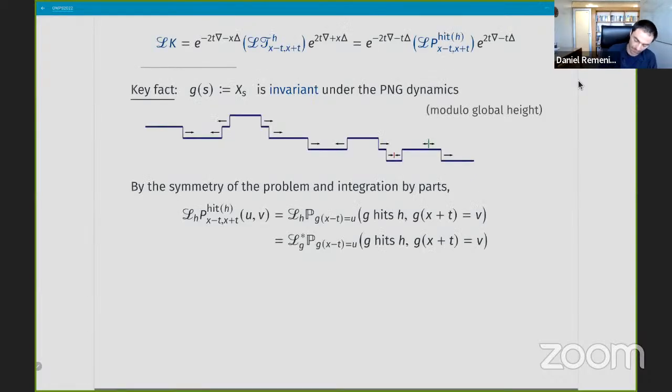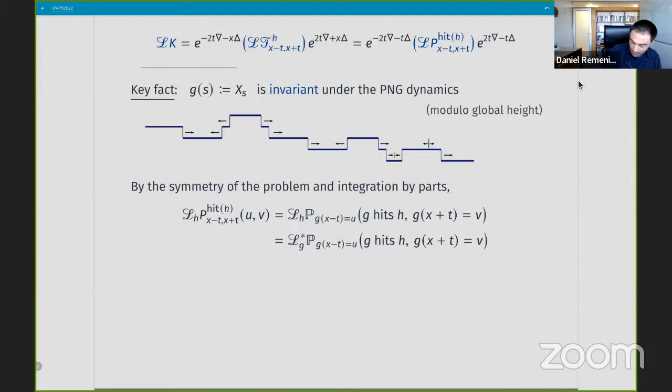Okay, so that's interesting. And it turns out that it can be used. So remember, I'm trying to compute L applied to this hit probability, and L acts on H. So this is what I'm trying to compute. And in this equality, I'm just spelling out what it means. So P hit is the probability for this, so I'm calling G now this path. It's a sample path, if you want, of this random walk. I start from U, I go to V, and I have to hit H.